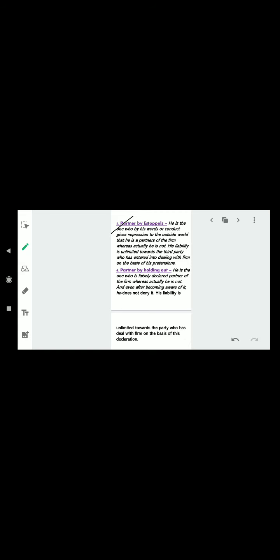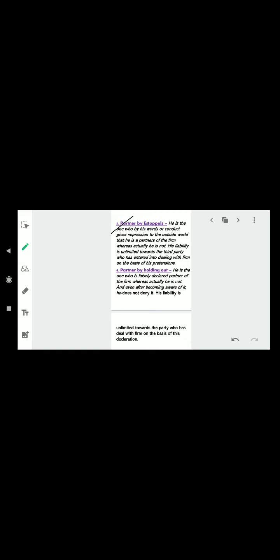That means when a person is not a partner but poses himself as a partner either by word or in writing or by his acts, he is called a partner by estoppel, okay, or by holding out. So a partner by estoppel or by holding out shall be liable to outsiders who deal with the firm on the presumption of that person being a partner in the business, even though he is not a partner and does not contribute anything to the business.